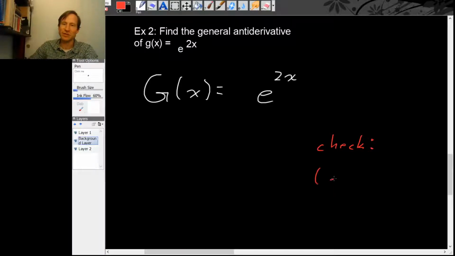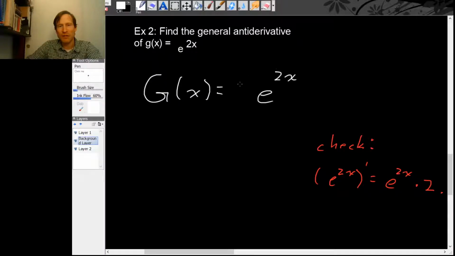Let's check that guess. Remember, when you're guessing an antiderivative, you can always check your guess. So if we started with e to the 2x and we took a derivative, we would get e to the 2x, but the chain rule would spit out a factor of 2. So actually our first guess isn't quite right. But that's okay, we can go back and fix this guess.